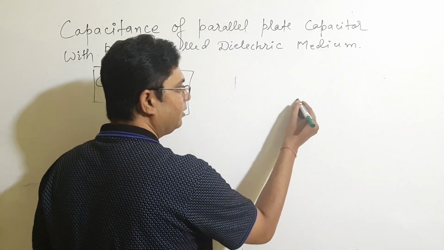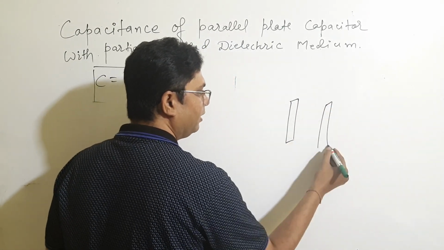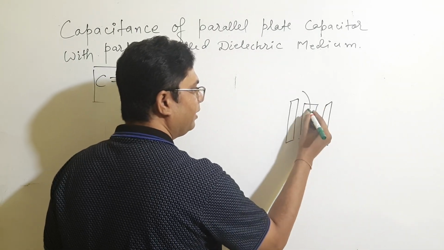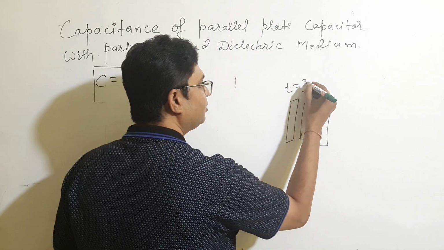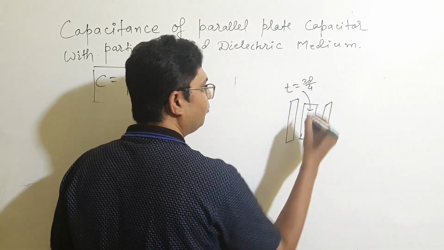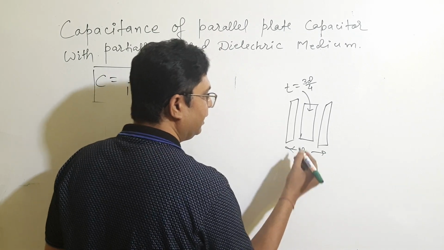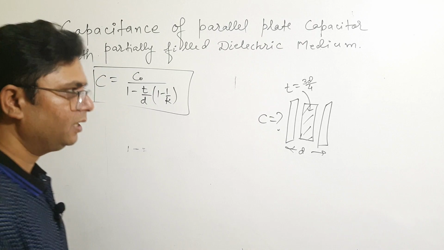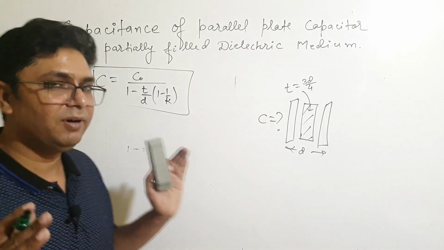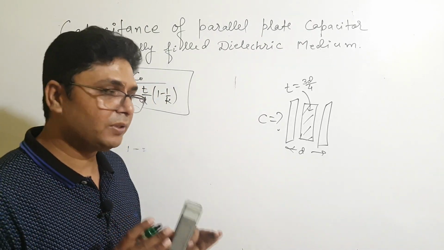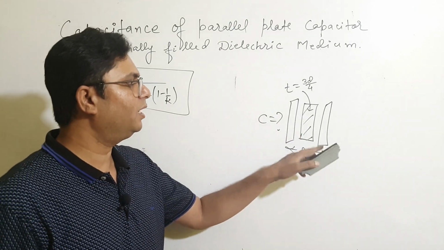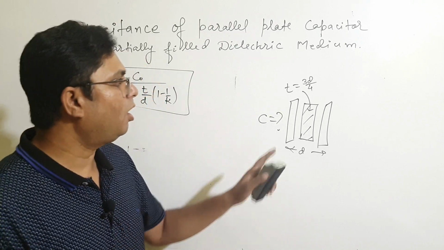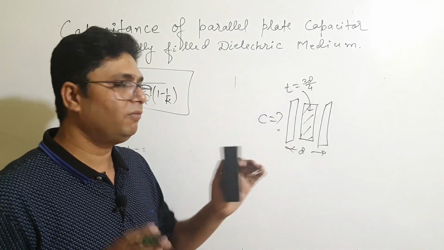Here are the two plates. Let us place a dielectric slab of thickness T equals 3D upon 4, where D is the complete separation. In this situation, what is the value of C? The numerical says that we have a capacitor, inside which we placed a dielectric substance of thickness 3D by 4. Then what will be the capacitance?